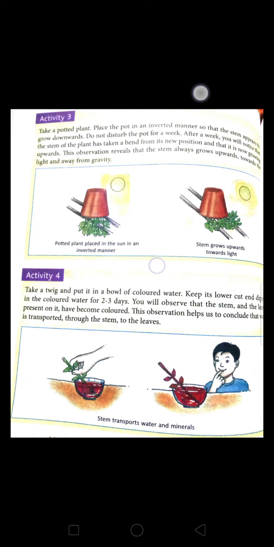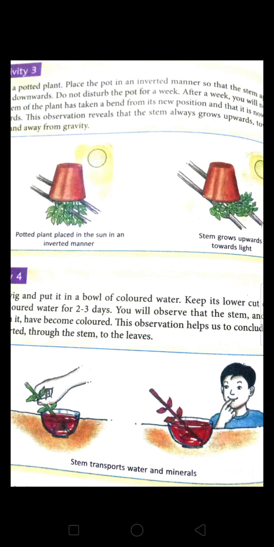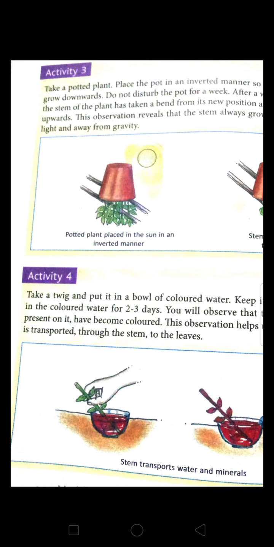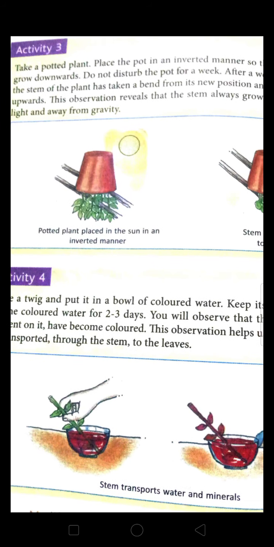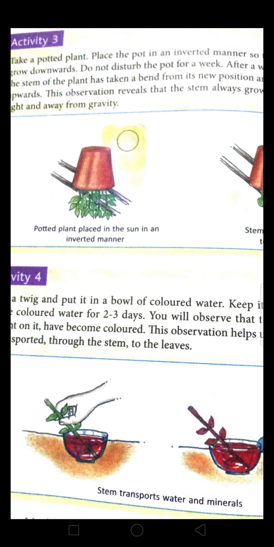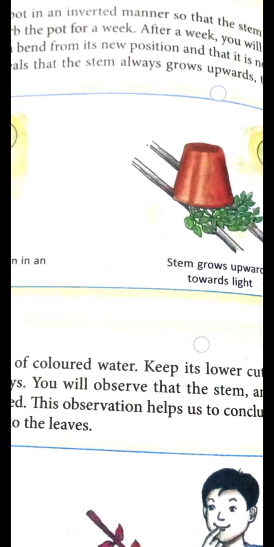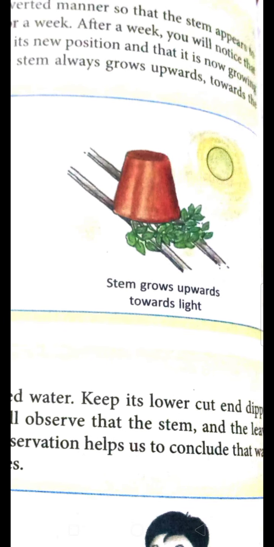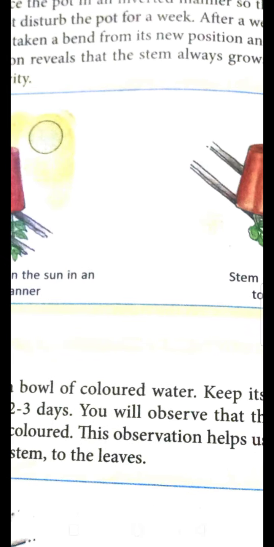Now we see the activity that the stem grows towards the light. Here in this activity it is shown that there is a potted plant that is placed in an inverted manner, and if it is placed in such a manner for some time, then the stem part of it grows towards the light. So from this activity it is very clear that the stem grows towards the light. As we have already studied, the root grows away from the light and the stem grows towards the light.